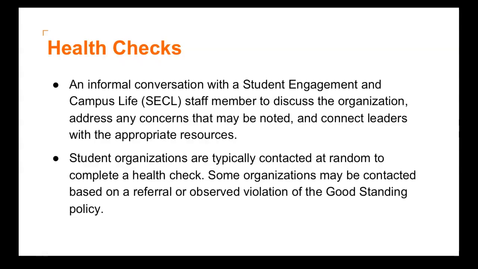The first measure is health checks. Health checks are informal conversations with a student engagement and campus life staff member to discuss your organization. With over 800 organizations on campus, it is hard to get to know all the great things people are doing, and health checks create a space to do so. During and after the meeting, you will be connected to resources the staff member feels will benefit your organization.